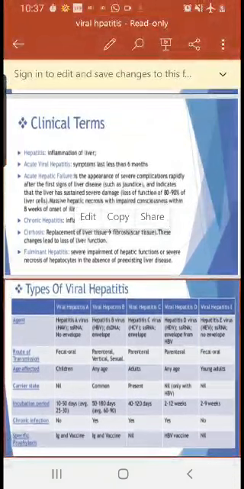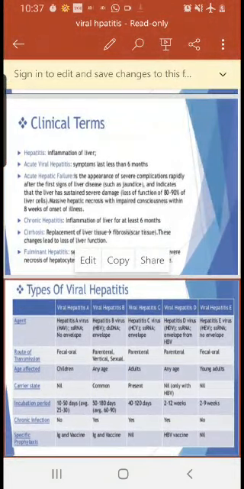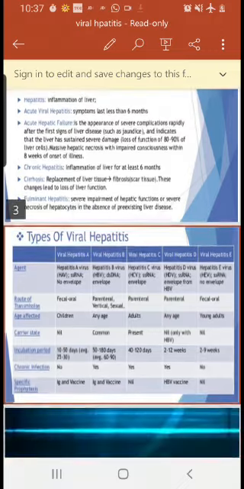So in the acute hepatic failure, it is basically the jaundice which appears, and there is the acute loss of the liver cells which happens. 80 to 90% of the liver cells get lost, and you will have all the derangement of the liver functions, but the disease subsides within 8 weeks. So this is known as acute hepatic failure.